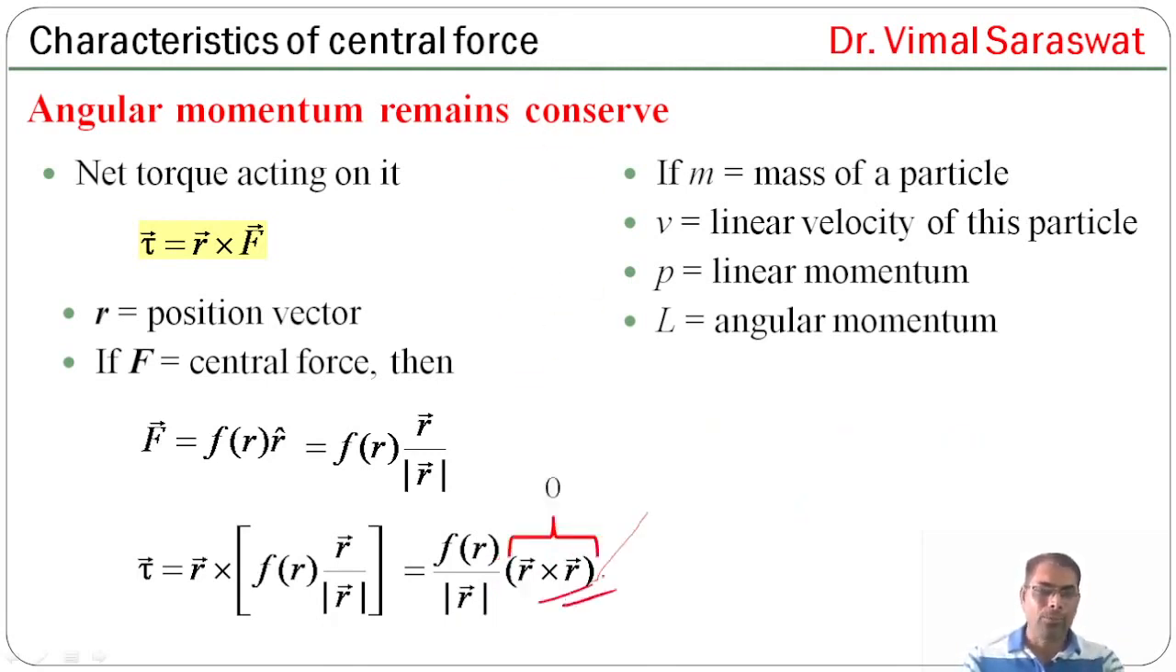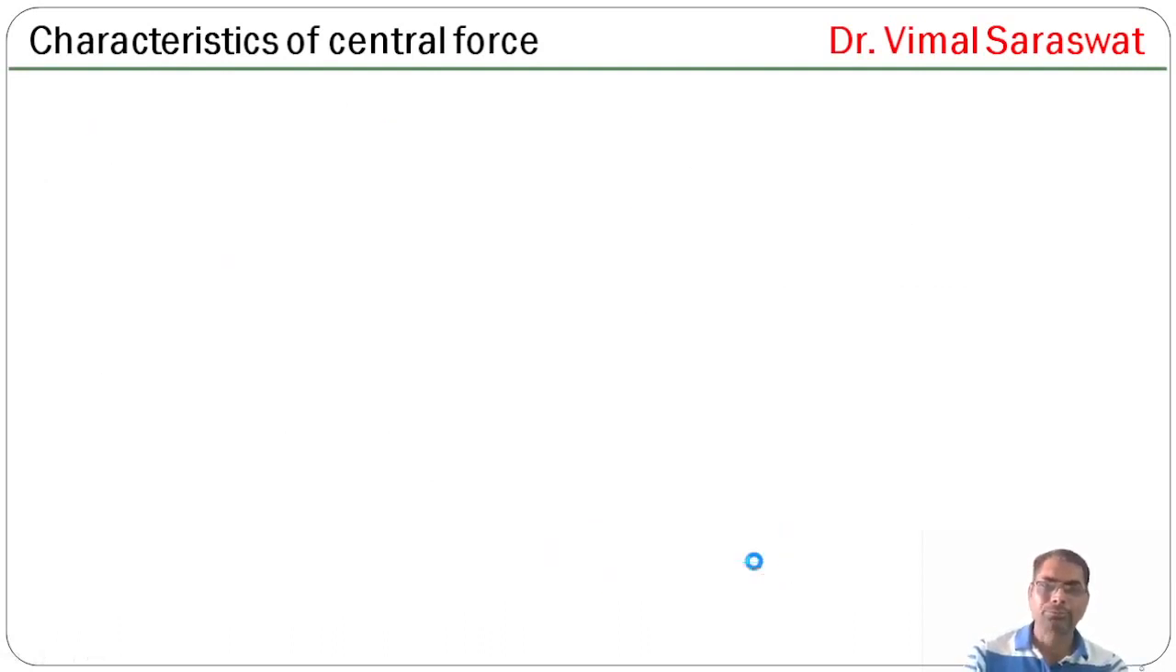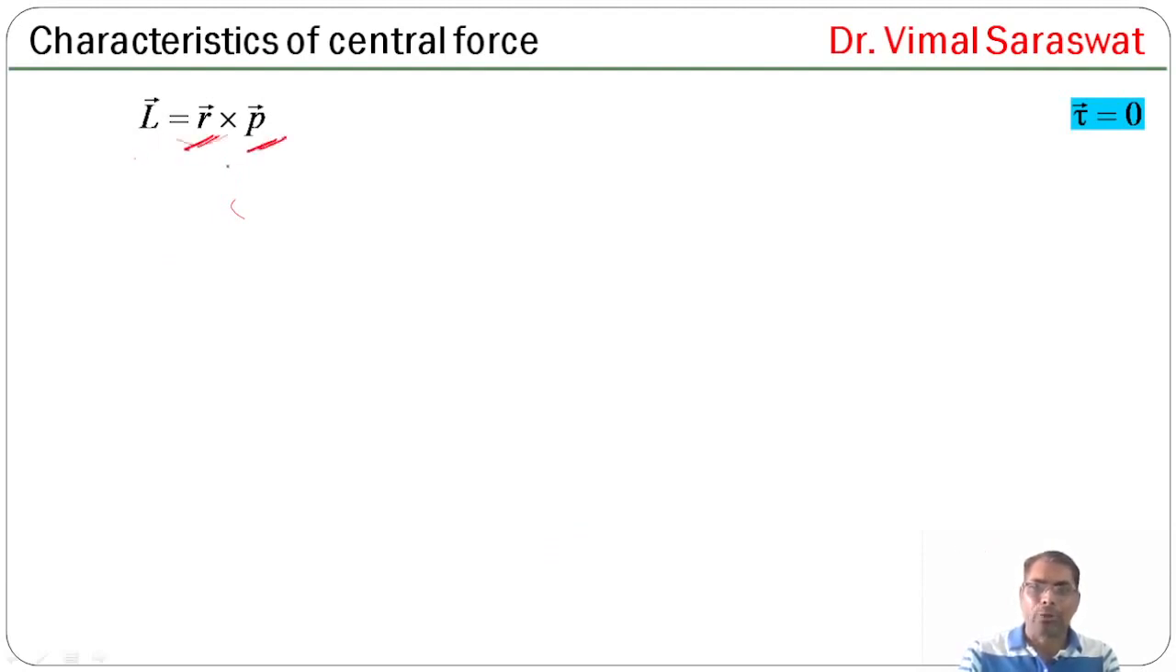So this will be 0, and therefore torque equal to 0. So there will be no torque on this particle if the particle is moving under the central force. Now, torque is 0 and r is position vector, p is linear momentum. So angular momentum L equal to r cross p.